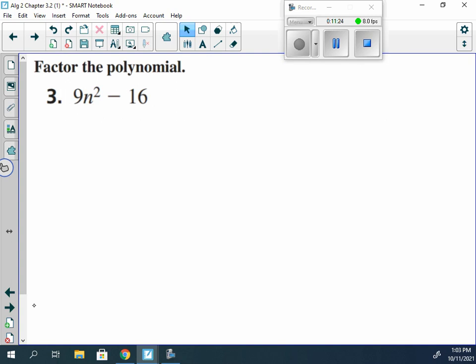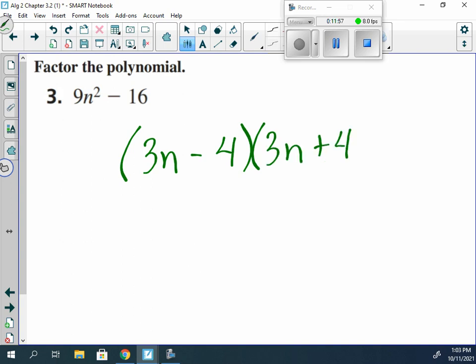How about this one? 9n squared minus 16. 9n squared minus 16. Is 9n squared a perfect square? Because what times itself is 9? 3 times 3 is 9, n times n would be n squared. 16 would be 4 and 4, 4 times 4 is 16. So this here would be 3n minus 4 times 3n plus 4.